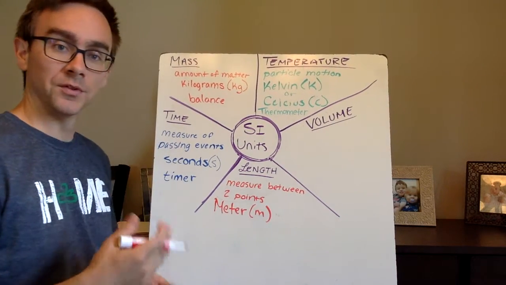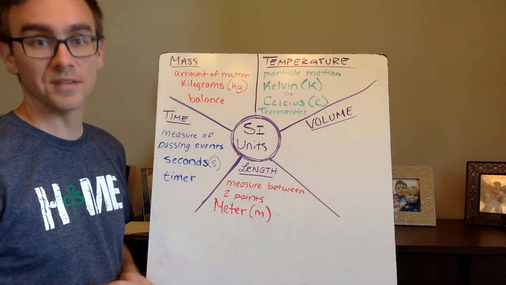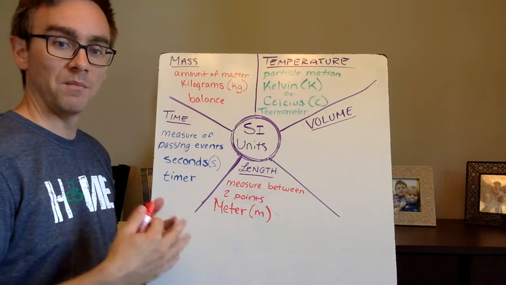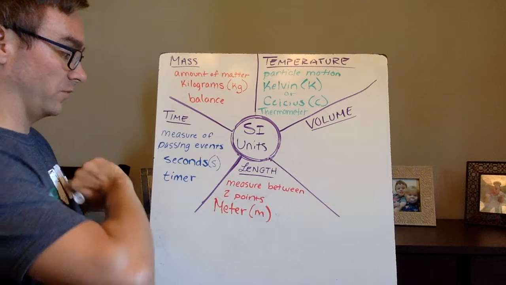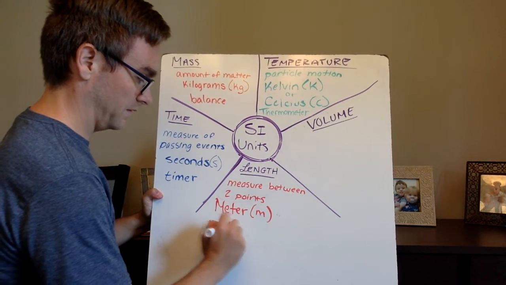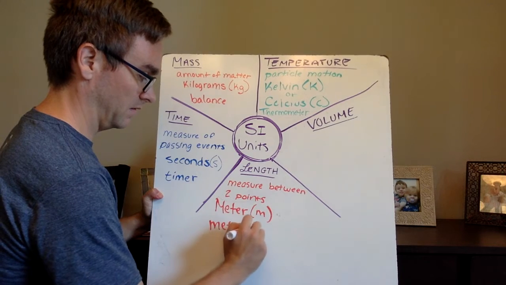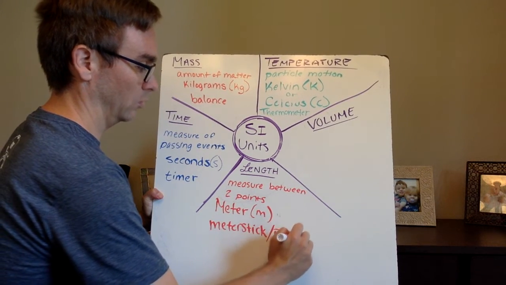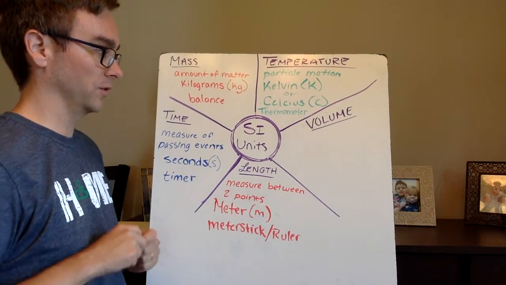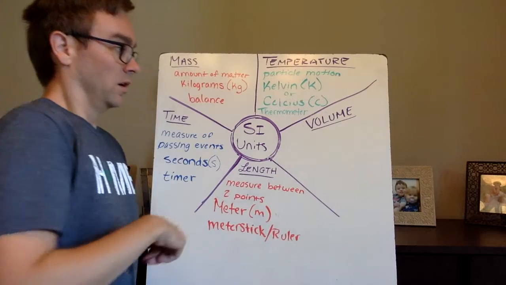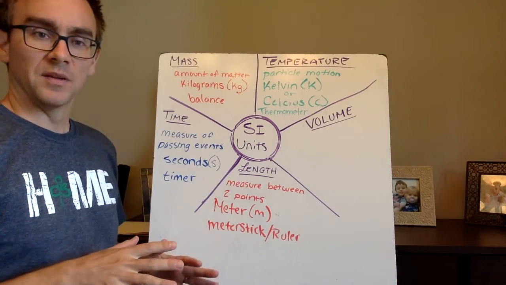Now we'll talk about converting between meters and kilometers and centimeters and millimeters, just depending on how we want to modify that meter. And the tool that we typically use for that is either the meter stick, or just more everyday life is the ruler. So that's four of the SI units that we're going to really be talking about in this class.